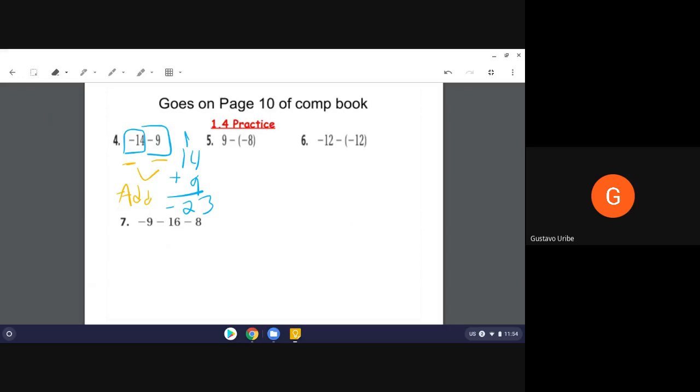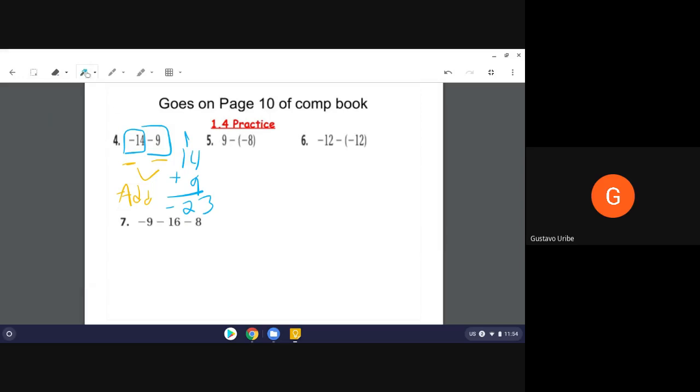If negatives don't make sense, you can try apples. You have 14 apples, and I give you 9 more apples, right? Well, in total, you have 23 apples. But instead of doing that, we're just doing negatives. Okay, let's try number 5 now.